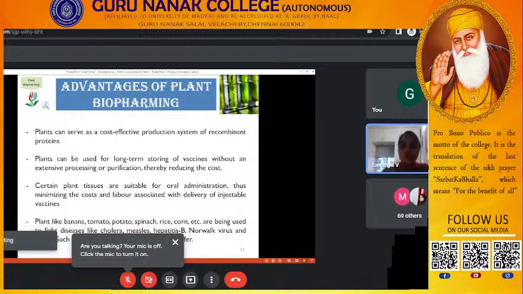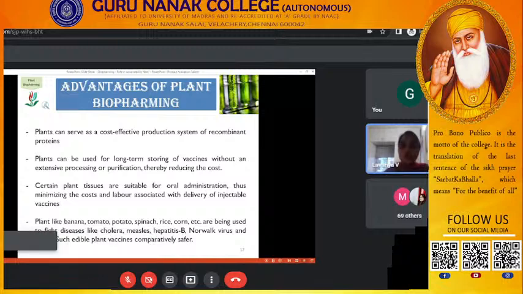So these are the advantages of plant biofarming. Plant biofarming serves as a cost-effective production system of recombinant proteins. Compared to the traditional methods, they are definitely cost-effective, and they can be used for long-term storing of vaccines as well. Like we saw in the case of the seeds, they can be used to store the vaccines. This in turn will save us the cost of processing or further purification.